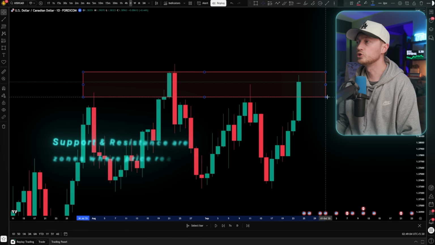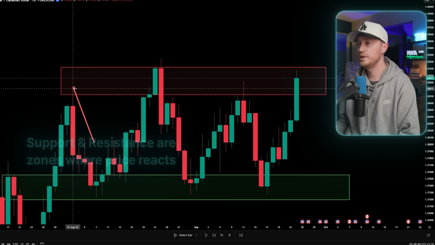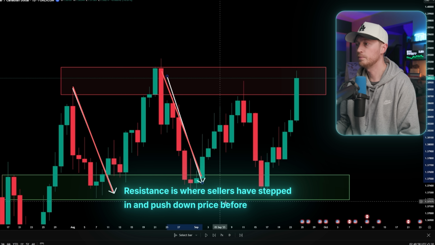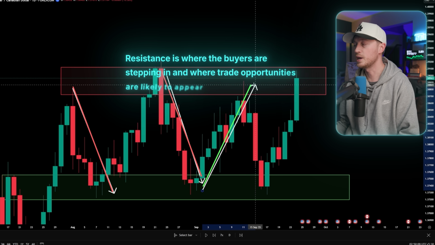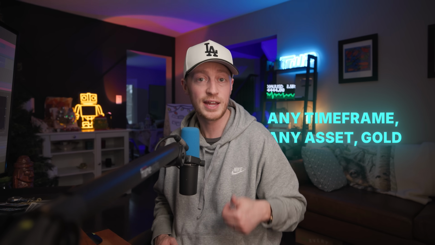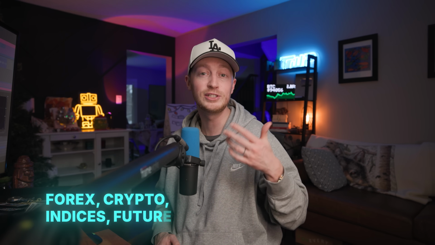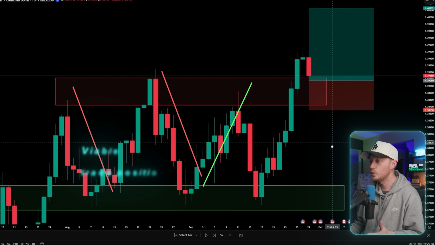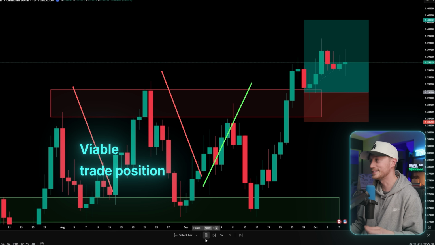Support and resistance are zones where price reacts. The resistance area is where sellers have stepped in and pushed down price before, and the support zone is where the buyers are stepping in and where trade opportunities are likely to appear again. The beauty of support and resistance is these levels appear on any time frame, any asset: gold, Forex, crypto, indices, futures, everything. So you can actually use this information to provide you with a viable trading setup, winning your trade. Now, how do I identify only the strongest support and resistance levels?